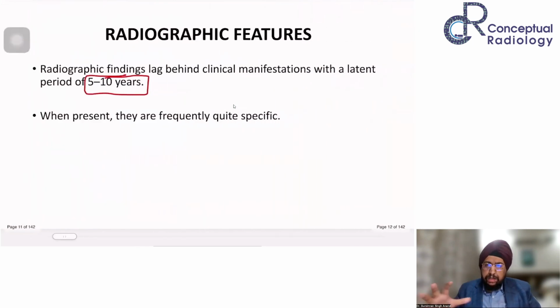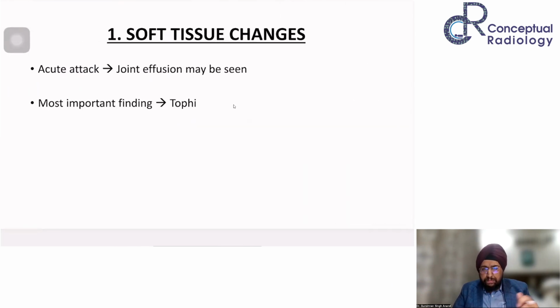Now we are discussing the individual radiographic features of gout. Radiographic findings, as I told you, lag behind. They have a latent period of at least 5 to 10 years. But once present, they are quite specific for the diagnosis of gout. We start with, obviously, the earliest changes in each and every arthritis, which are your soft tissue changes. So in an acute attack, first of all, there will be joint effusion. And the most important and specific finding will be the presence of tophi.